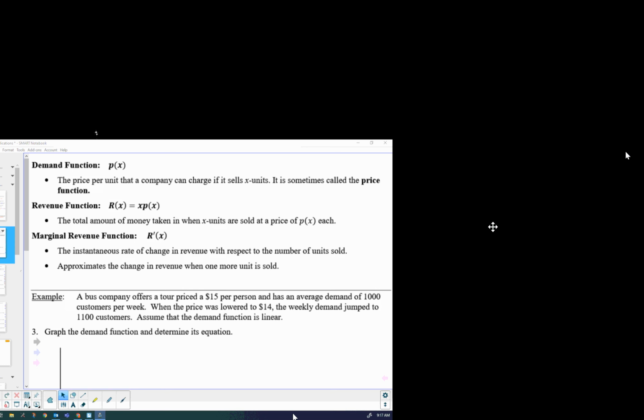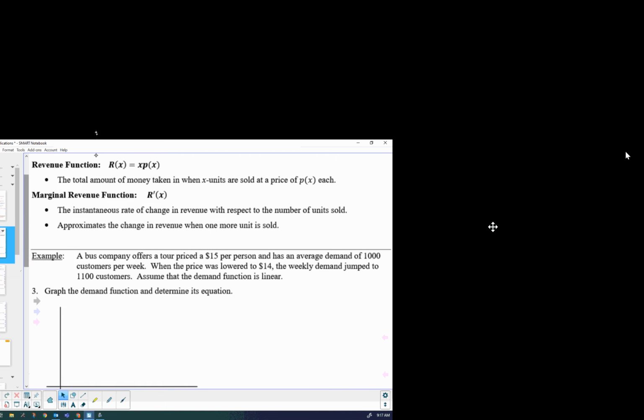Okay, on to marginal revenue, again, is derivative of the revenue function. So again, X times P of X. It's like X is the number of hamburgers. P of X is the price per hamburger. So you're just multiplying how many you're making times the price per unit. That gives you your revenue, which is how much money you're taking in.